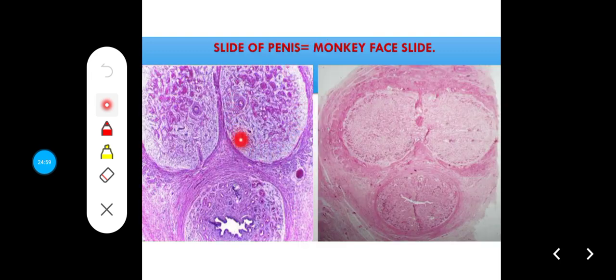See the same thing here. Here you can appreciate the erectile tissues, the full erectile tissues. So here you name it the slide of the penis and not just the urethra. Even though the urethra is present, if the urethra is pointed out, it will now be the urethra in the penis. So look at this also.